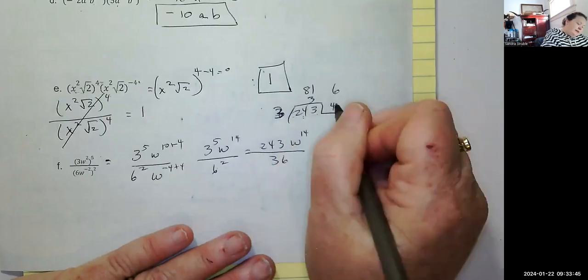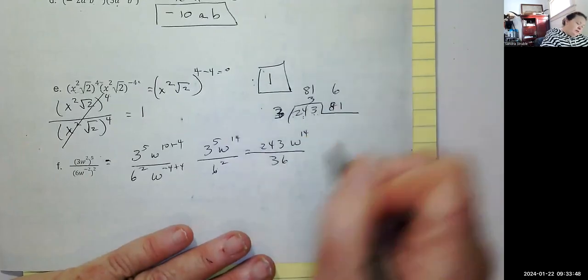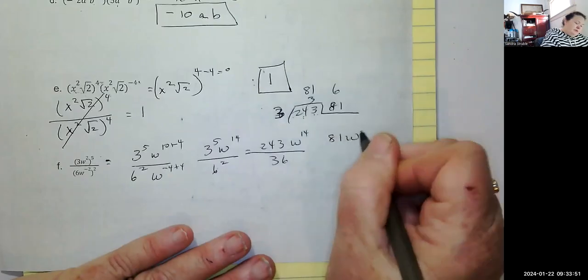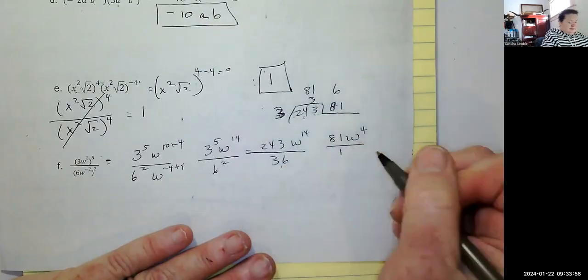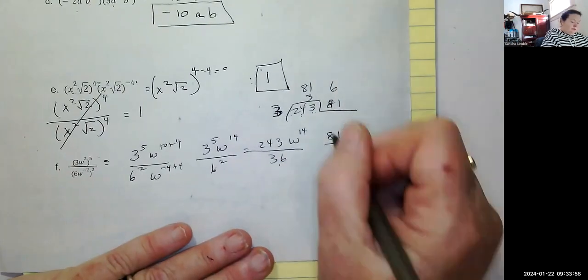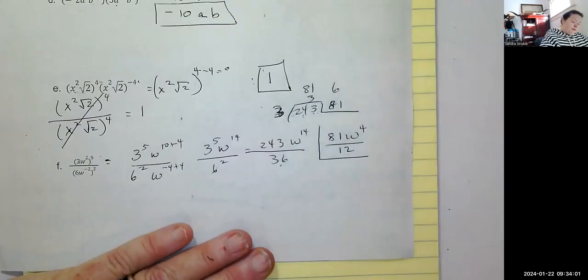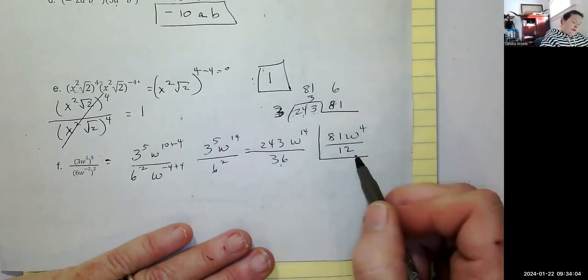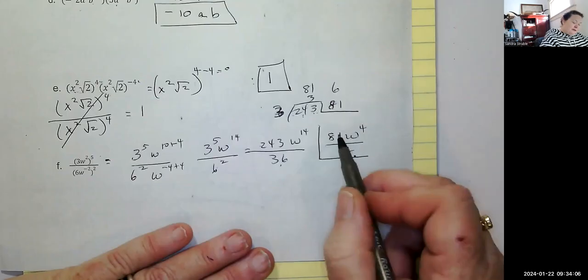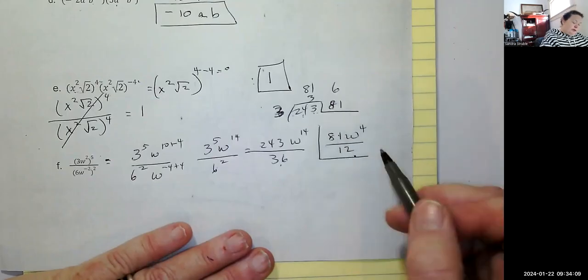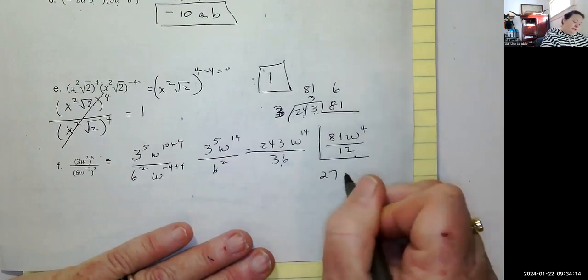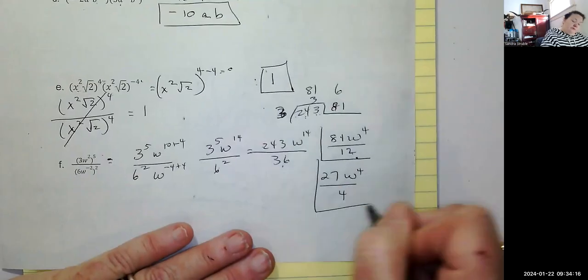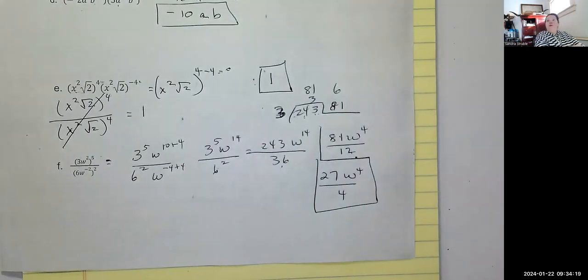3 goes into 24 8 times, and 3 goes into 3 once. So this becomes 81 w to the 14th over, and then 3 goes into 36, 12. Oh, this isn't done. There's still another 3 in there. 3 into 81 is 27. 3 into 12 would be 4. So 27 w to the 14th over 4. You've got to reduce it as far as you can go. I don't know why I didn't see that 9 earlier.